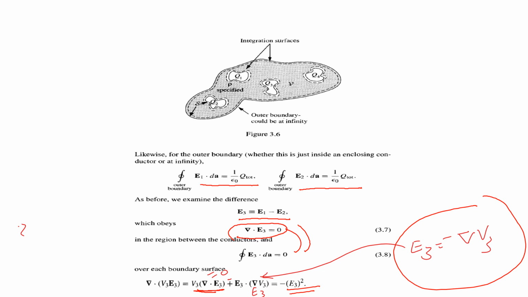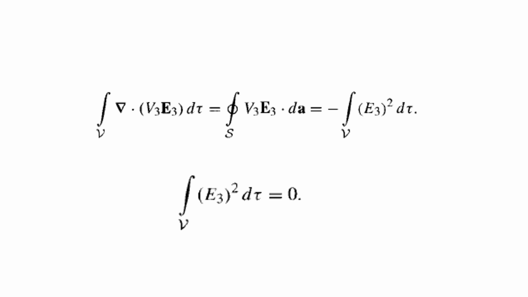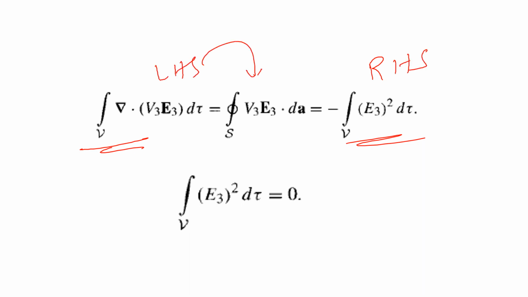Now we integrate both sides over the volume V. On the left side, we can convert the volume integral into a surface integral. So the volume integral of del dot V3 E3 d tau can be written as the surface integral of V3 E3 dot dA. We applied the divergence rule and converted the volume integral into a surface integral. The right side is the integral of minus E3 square d tau.